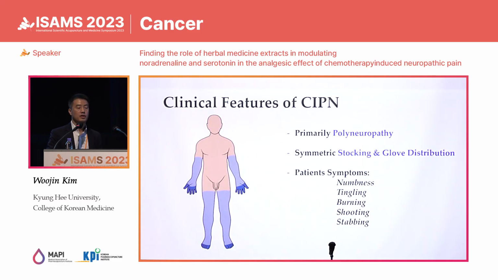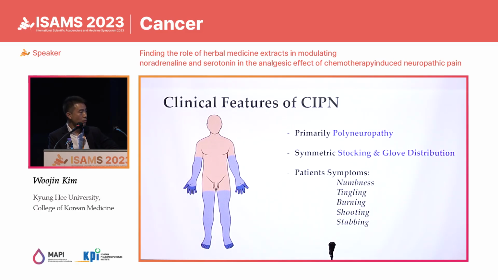The clinical feature of CIPN, chemotherapy-induced neuropathic pain, is primarily polyneuropathy. It does not affect only one part of the peripheral nerves, but several nerves. When we talk about CIPN, we always talk about the stocking and glove distribution. You can see here the blue colors on the forelimbs, the arms, and the legs, and this is where the symptoms occur. Mostly it is severe in the fingers and the toes, as you can see from the deeper blue colors.